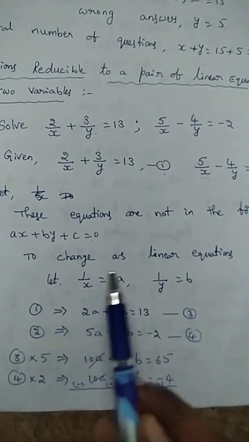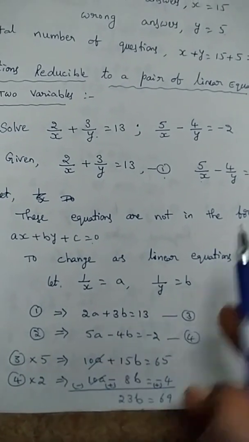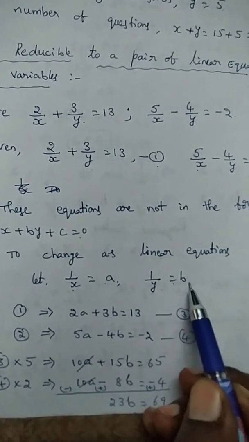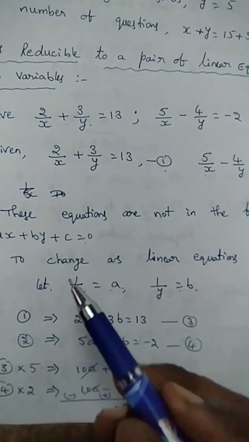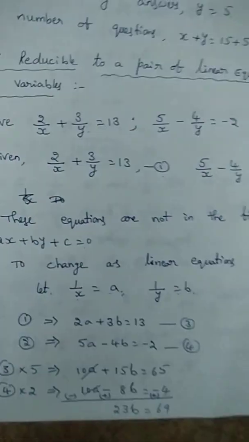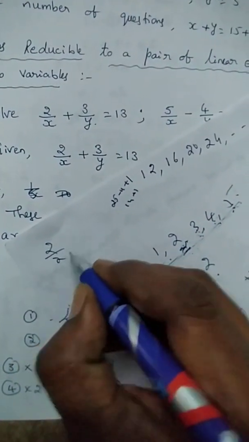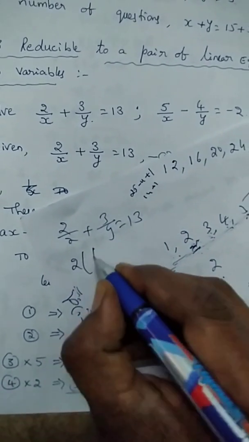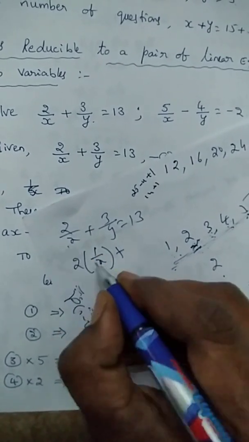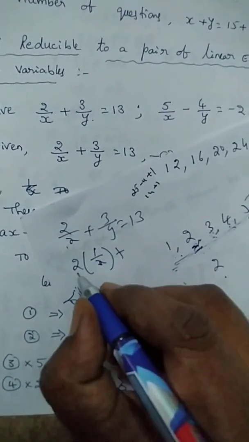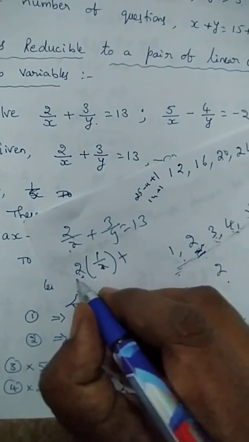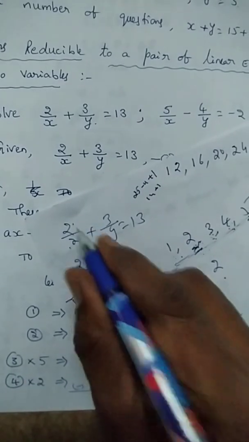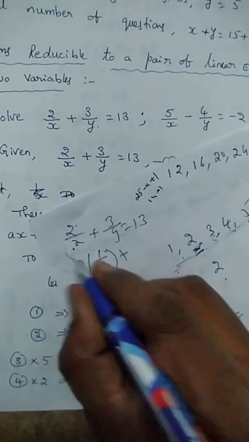Okay, so to change it into linear equations, we assume 1 by x as a, and 1 by y as b. So why can we take 1 by x and 1 by y here? The equation given is 2 by x plus 3 by y is equal to 13. So it can be written as 2 into 1 by x. Is there any change by writing it like this? No. Why? Because when we multiply, numerator times numerator, denominator times denominator, 2 into 1 is 2, 1 into x is x, we get the same result.